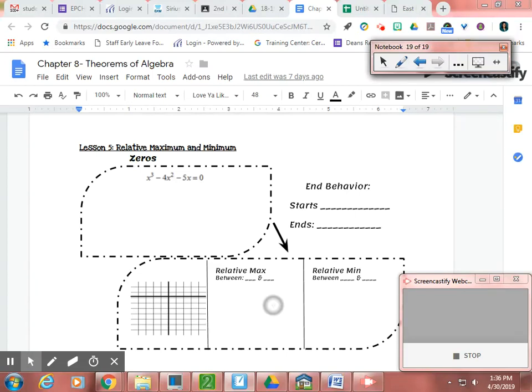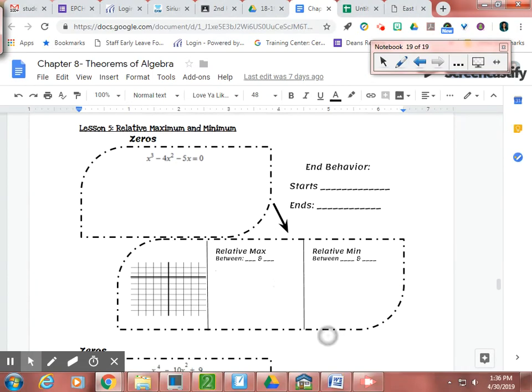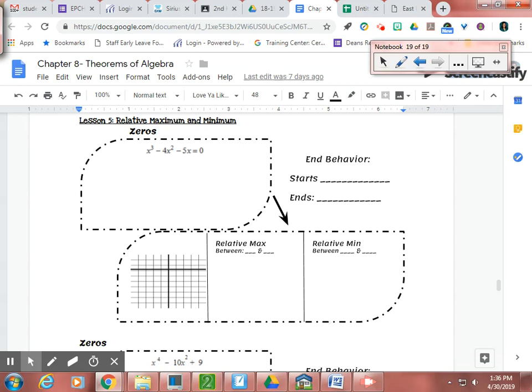Relative max and min is when we find all of our zeros and then we're able to find points in the middle instead of just making loops that go to nowhere. So in terms of where you want to start with this, let's maybe start with our end behavior of this because we know that for sure.